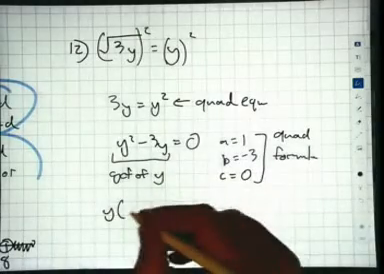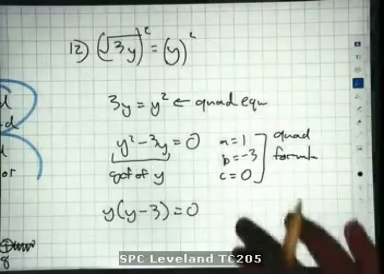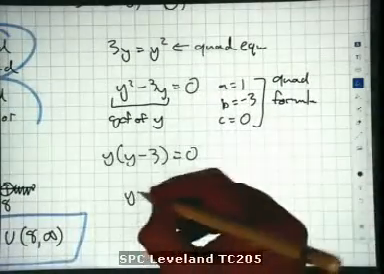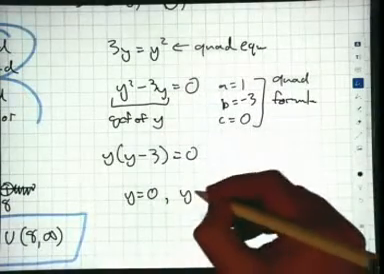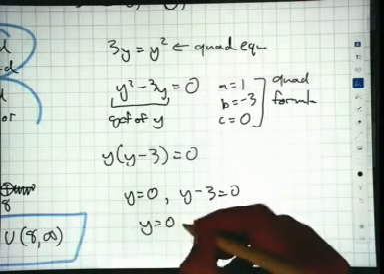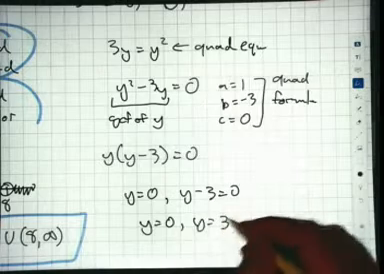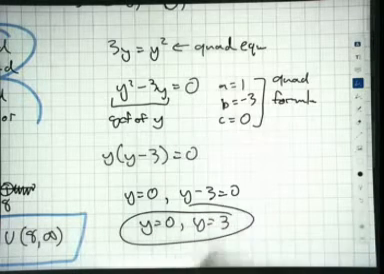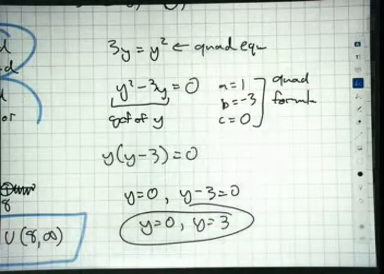So if I factor out my GCF, y times y minus 3 is 0, which then means that y is 0 or the y minus 3 is 0. So you get y is equal to 0 and y is equal to 3. And there are your solutions to this problem.